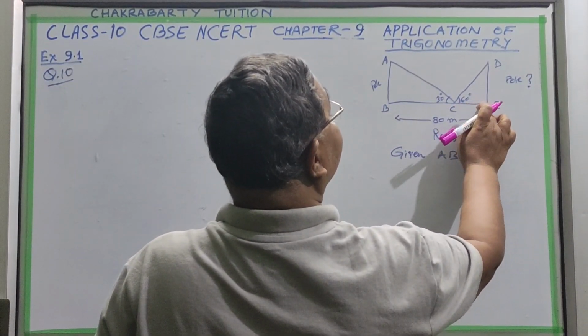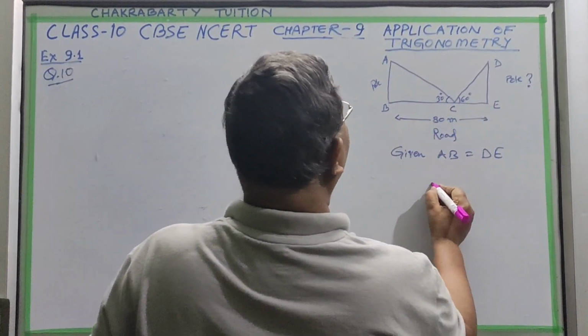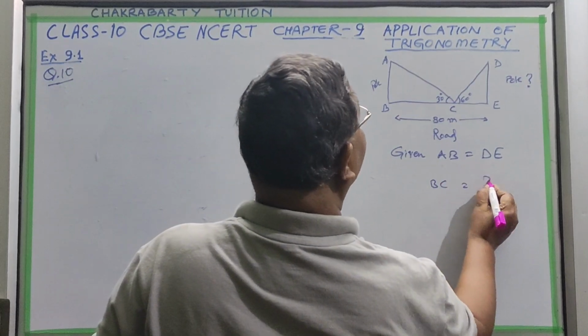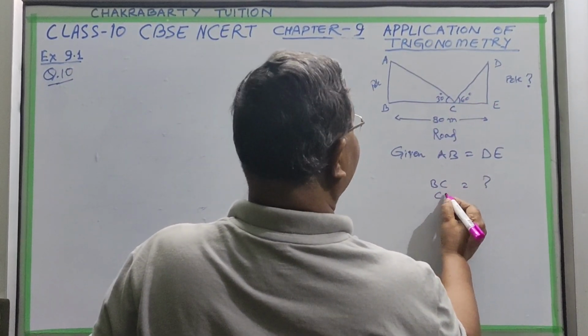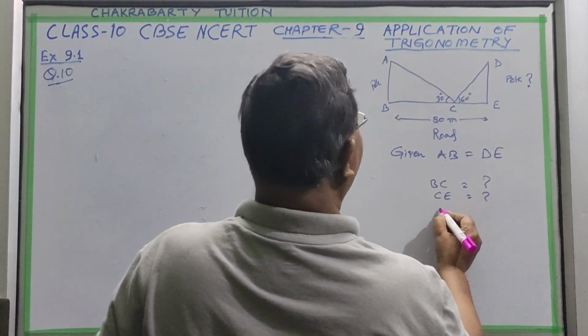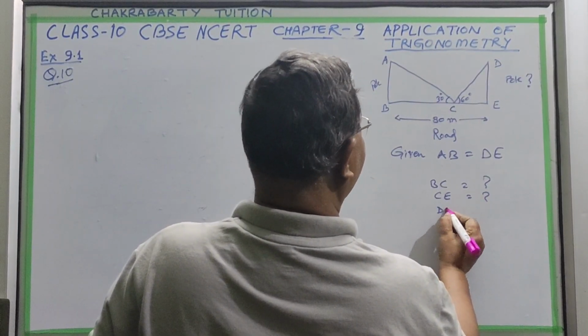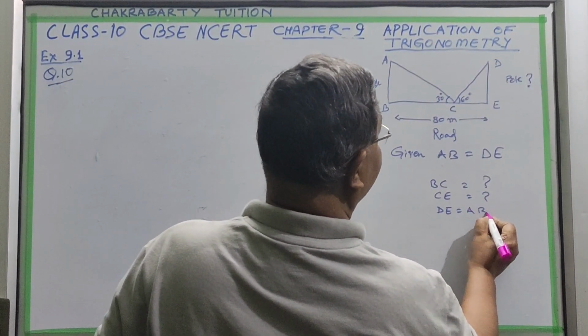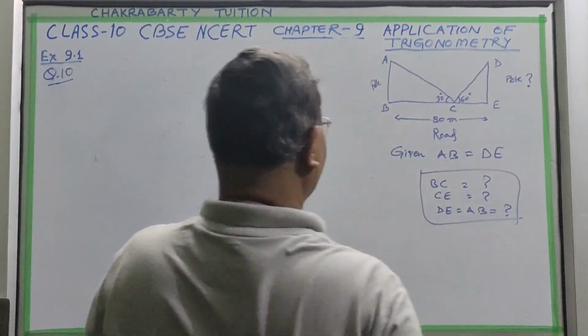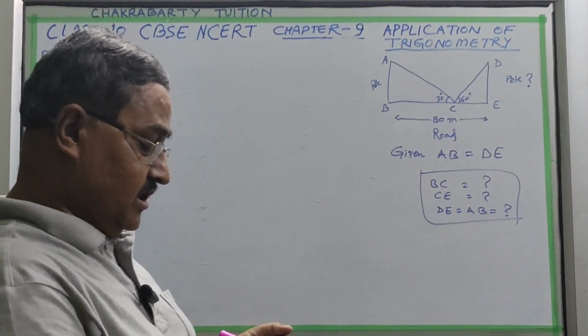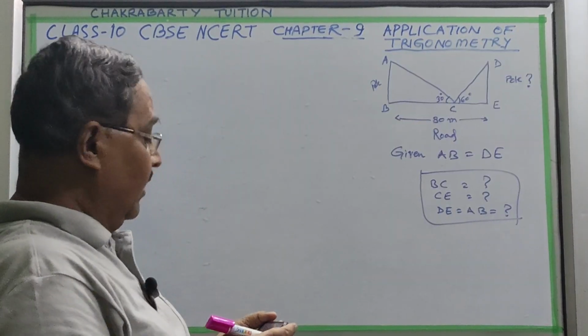We have to find this distance and this distance. Means BC, we have to find, and CE, the distance from this point, we also have to find, and we have to find CD equal to AB equal to how much. These things you have to find out. Now we will go to solve the questions. We will take the tan.